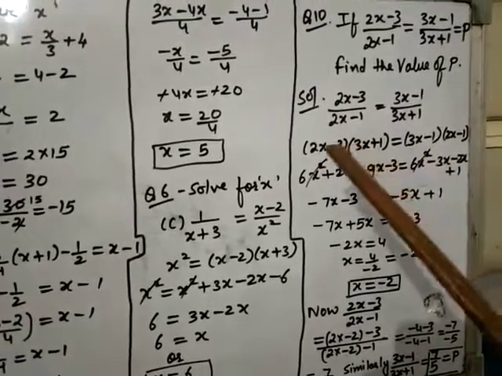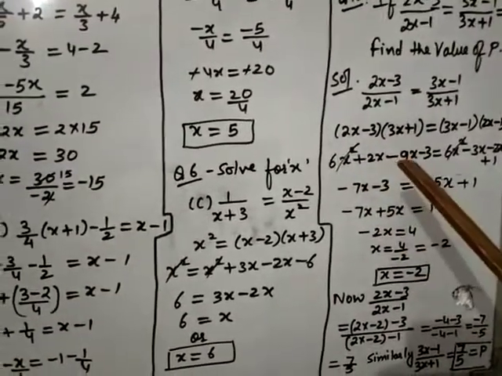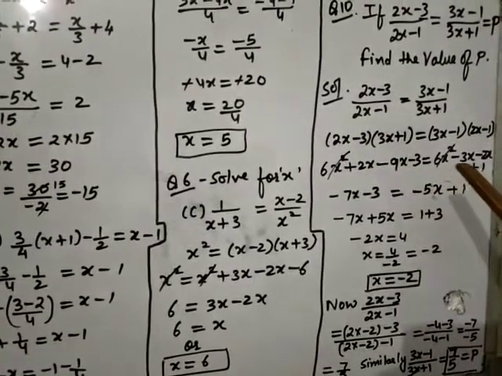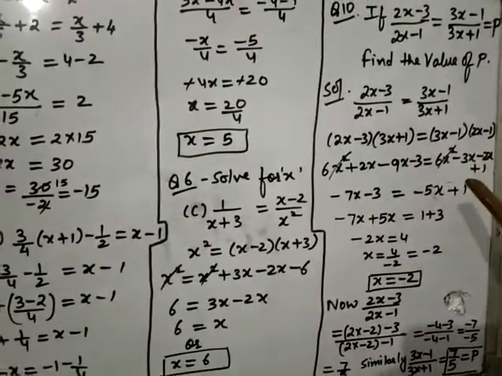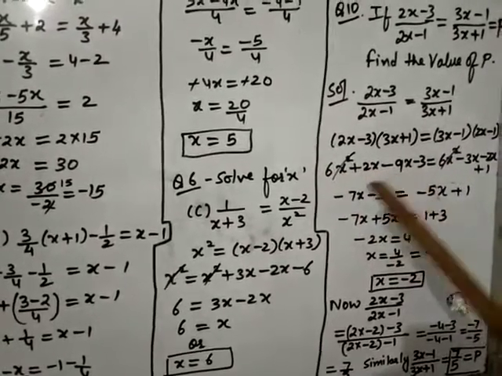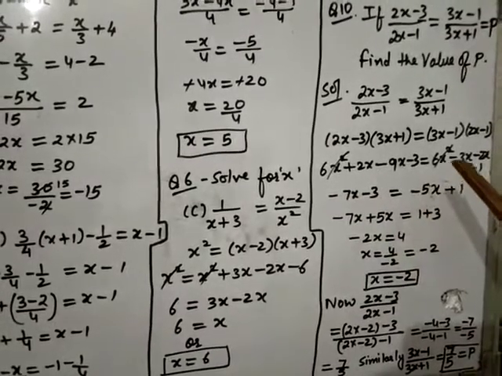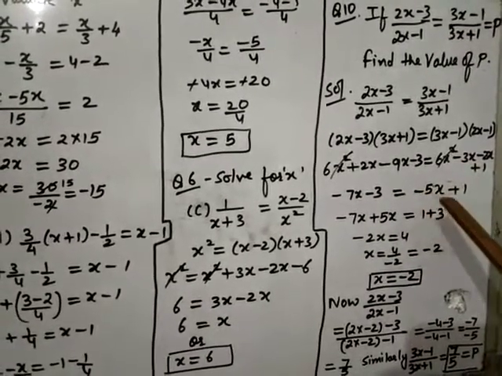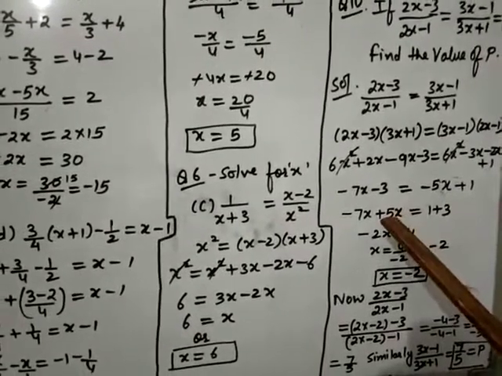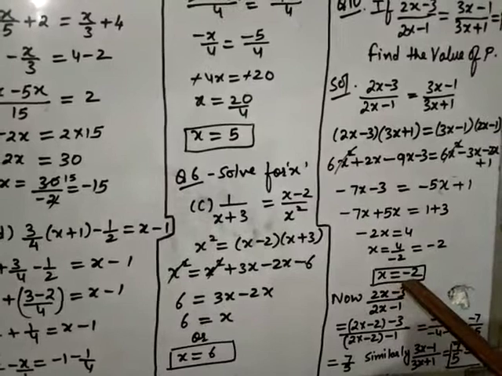Do the cross multiplication, open the bracket, we will get 6x square plus 2x minus 9x minus 3 equal to 6x square minus 3x minus 2x plus 1. 6x square is cancelled, 2x minus 9x is minus 7x, minus 3 equal to minus 3x minus 2x is minus 5x plus 1. Again shift the variable on one side, constant on another side, we will get the value of x equal to minus 2.